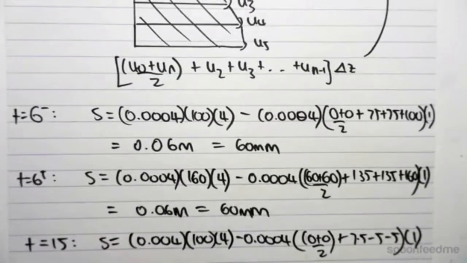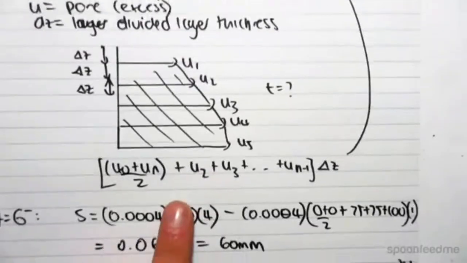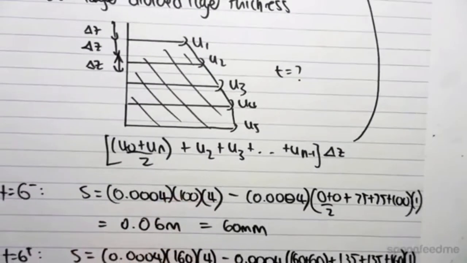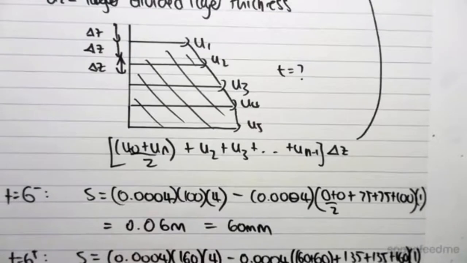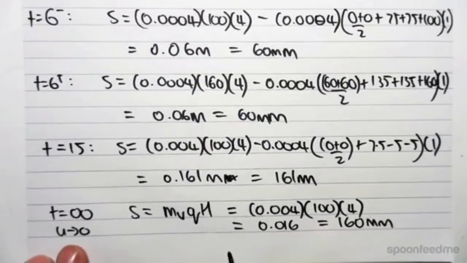Anyway, guys, hope that's helped. That's how you find the settlement. It's just that formula where this integral is just the trapezoidal rule, and you would have to find the settlement at every single point. And you could also find the settlement by making this go to 0 because of the pore water pressures eventually going to 0.